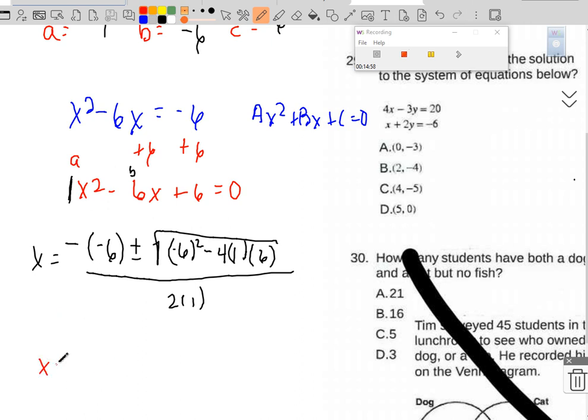So x equals the opposite of negative 6 is what? Positive 6. Good. Plus and minus, we're going to do this in a second, so the easy part first. 2 times 1 is 2, right? So we can do this part straight across on our calculator. 6 negative buttons, x squared buttons, minus 4 times 1 times 6. If you do that, you should get 12.